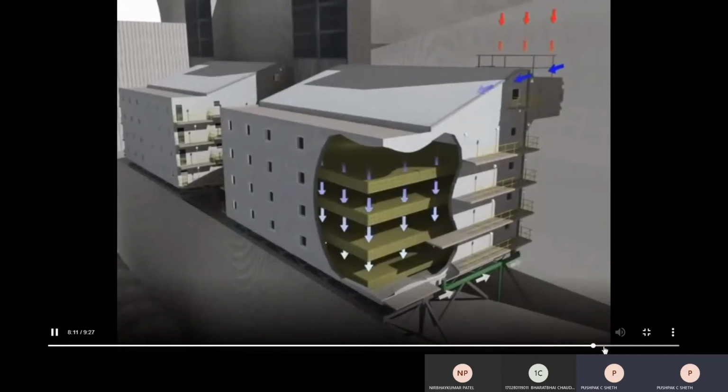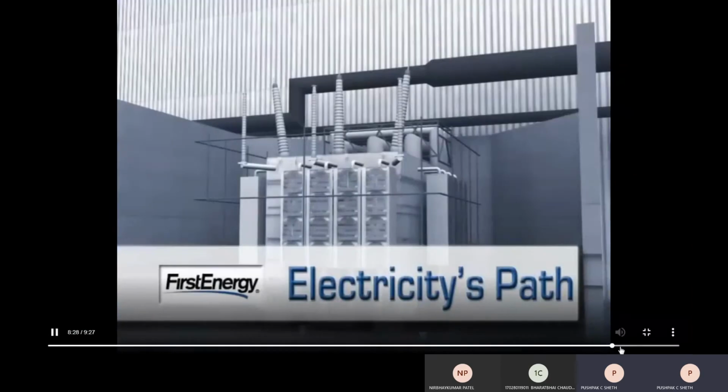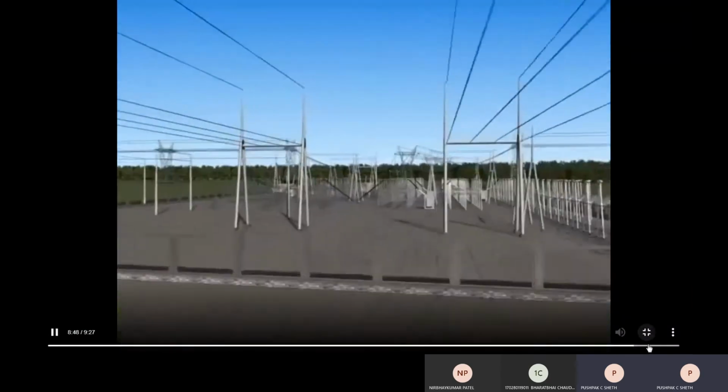See, again, this is one system which helps to prevent the pollution that is caused by the thermal power plants. This topic will be covered again in the forthcoming lectures. Electricity path, they are not very interesting for us.